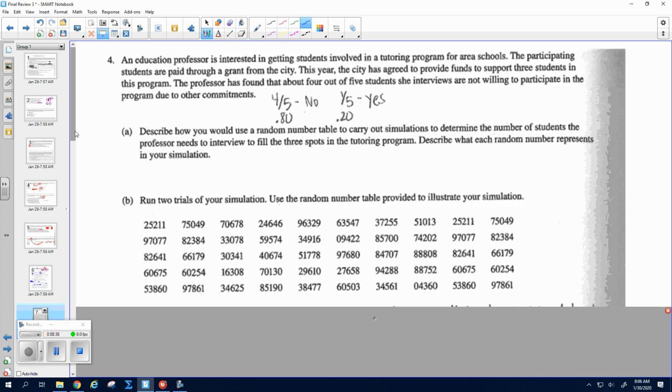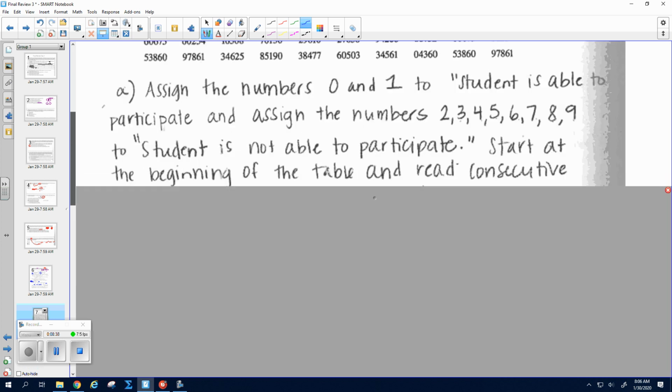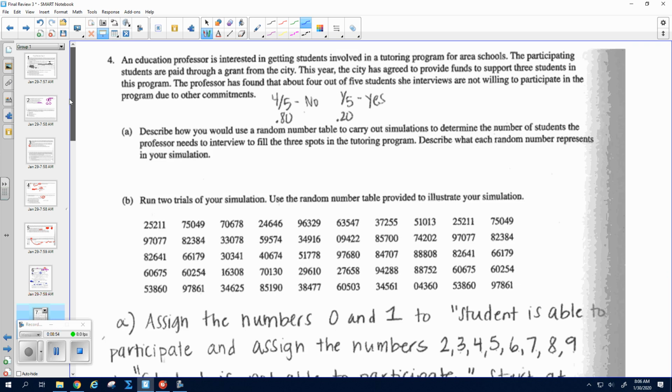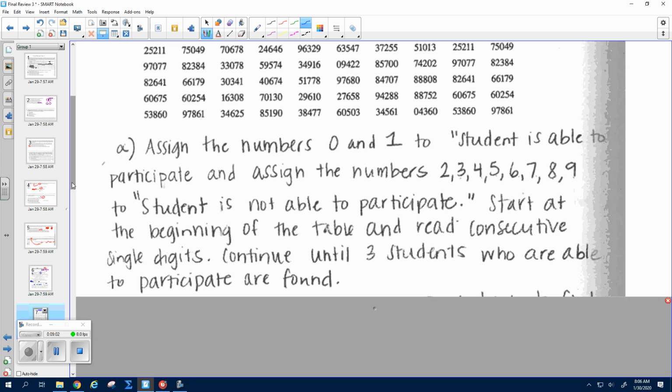All right, number 4. So there are different ways to do this problem. So for A, I said assign the numbers 0 and 1 to the student is able to participate, and assign the numbers 2, 3, 4, 5, 6, 7, 8, 9 to the student is not able to participate. Basically, you just need to make sure that you have 20% that are yeses, they're going to participate, and 80% that are no's. So you could have said just this is a yes, and this is a no, but you would have had to skip the numbers 5 through 9. So I decided not to skip any numbers, but that would also be 20%.